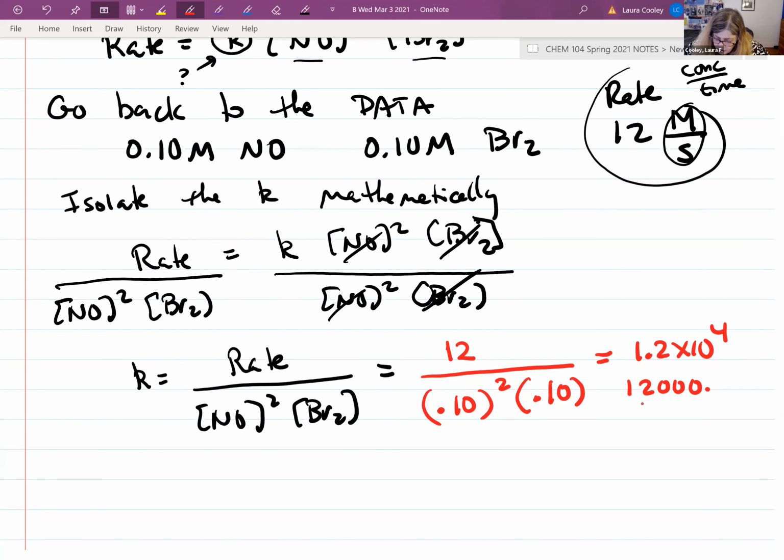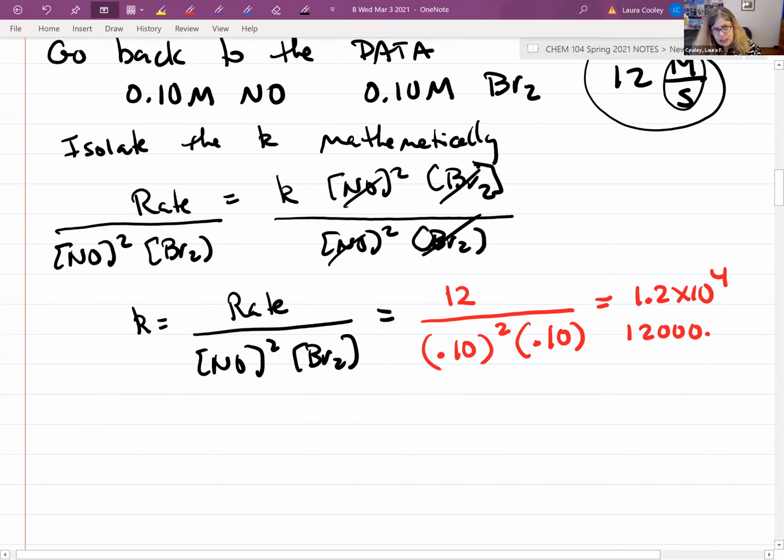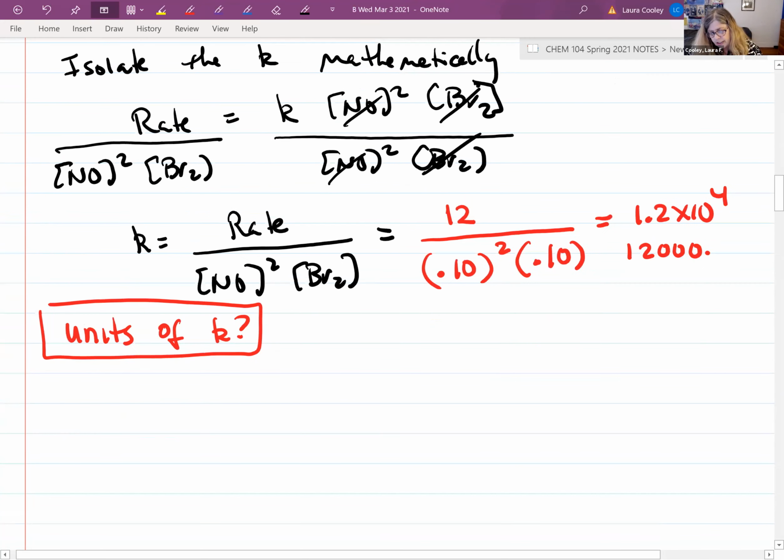Okay, so, all right, that's very nice. But in this class, you can't give me an answer without giving me its units. So we have to deal with the units, and the units are a little bit of a pain in the neck. What are the units of k? The units of k actually depend on the overall order of the reaction. So let me just show you what the units are here. What are the units of the rate here on top? Units of rate is always concentration over time.